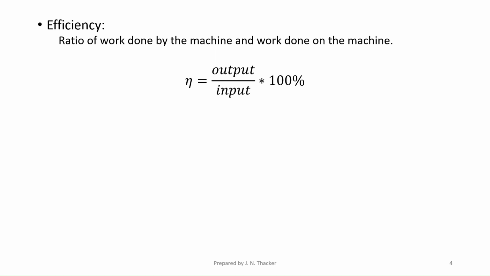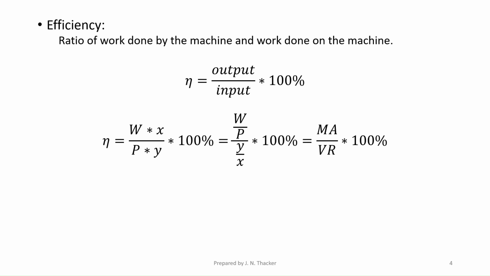Now let us understand this efficiency in some other terms. We know that output is W into x, right? So eta is W into x by input, which is P into y. So W into x by P into y into 100%. Now rearrange this, we get W by P in the numerator and y by x in the denominator. So W by P divided by y by x into 100%. Now this W by P is your mechanical advantage and y by x is your velocity ratio. So efficiency can also be written in these terms, that is mechanical advantage by velocity ratio into 100%.